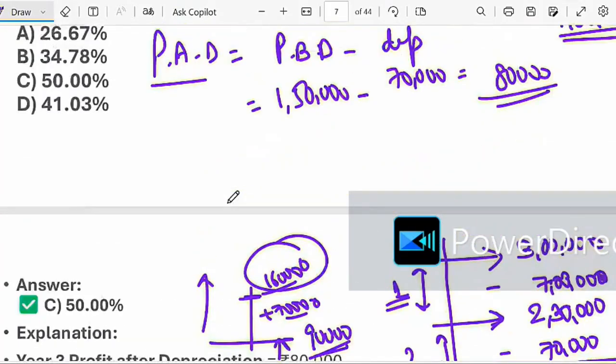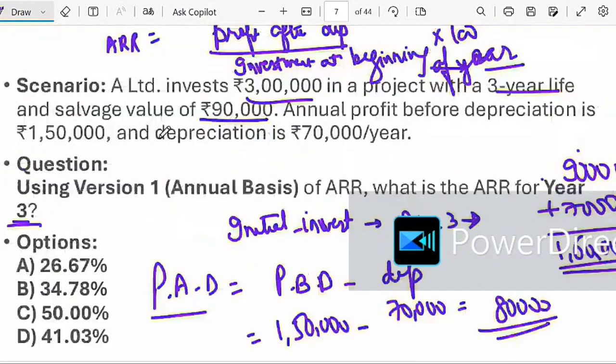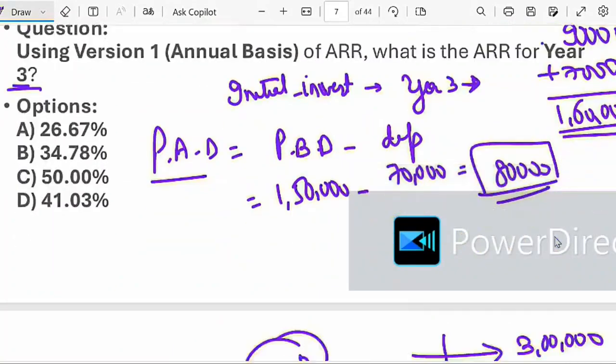Now let's come back to this question. I think PAD you can easily calculate it. Profit before depreciation minus depreciation. So what is profit before depreciation? 1,50,000 minus 70,000. So it is how much? 80,000, right?